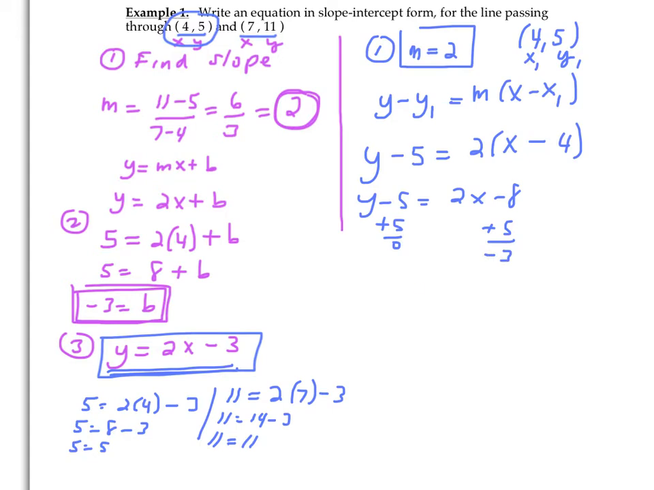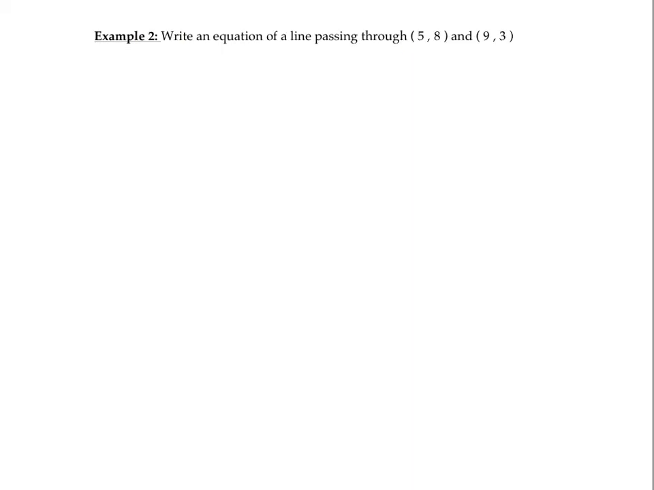Okay, on the right hand side, distribute. We get 2x minus 8, and then take it and add 5 to both sides. And negative 8 plus 5 is negative 3. So y equals 2x minus 3. Okay, the result is the same.